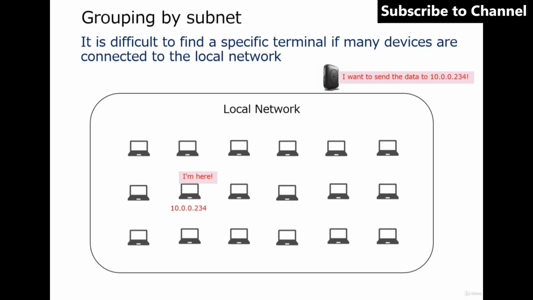Connecting a large number of terminals to a local network complicates the network. In this case, you can make it easier to understand by dividing your local network into several subnets. For example, if you have too many PCs like this, it's hard to find a particular terminal. If I want to find the 10.0.0.234 terminal, it is very inefficient to look for it like this.